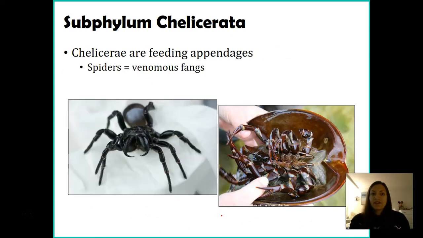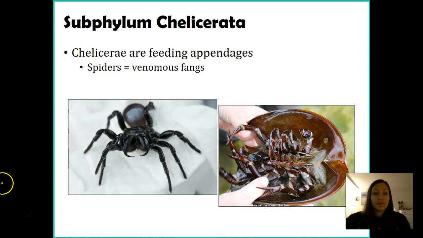Now this name, Chelicerata, actually comes from special structures that these organisms have. These organisms in this subphylum have things called chelicerae, hence the name. And chelicerae are feeding appendages. So think of appendages as things that come off, whether it's arms or legs, but these appendages are specifically meant for eating. Depending on the organism we're looking at will depend on what exactly those look like.